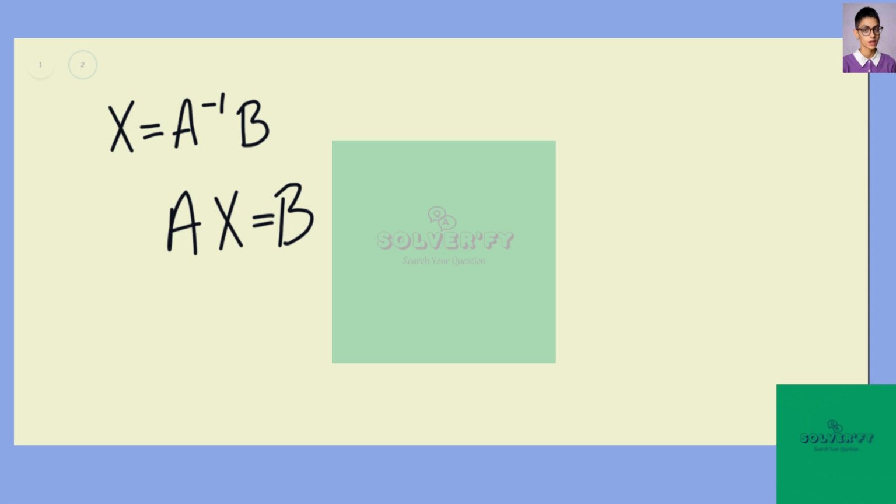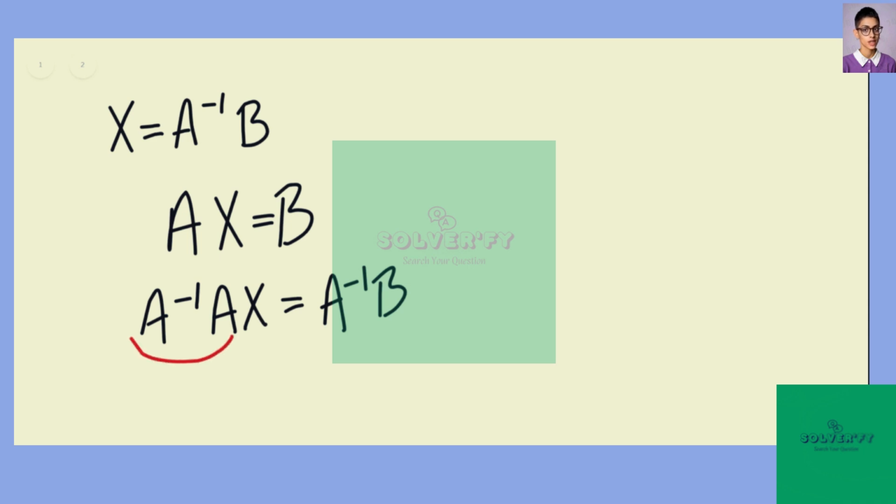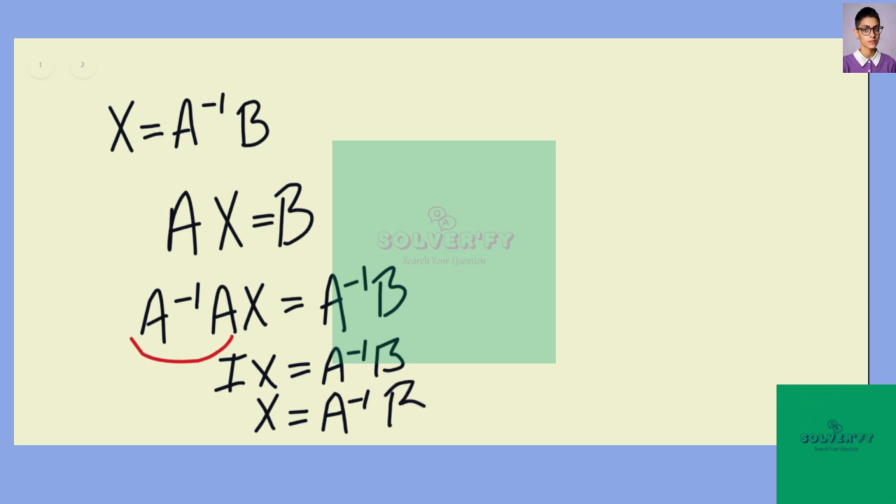But if we were to multiply both sides by the inverse, okay, so multiplying both sides by the inverse, then the inverse times A, well, that's going to be equal to the identity, right? So that gives us the identity times X being equal to the inverse times B, but the identity times X is just equal to X. Okay, and so that's how we get that we can find X from the inverse times B.